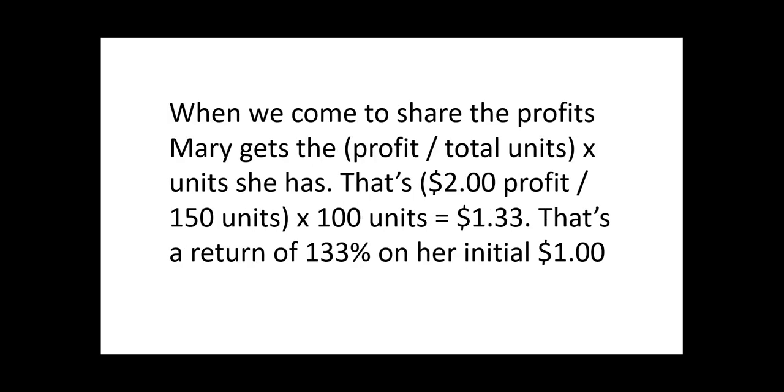So now we come to share the profit out. Mary gets hers, which is the profit divided by the total units, and we've got 150 of them all together, multiplied by the units that she has. So that's $2 profit divided by 150, the total number of units we had, multiplied by 100 equals $1.33. So that's 133% return on her initial $1.